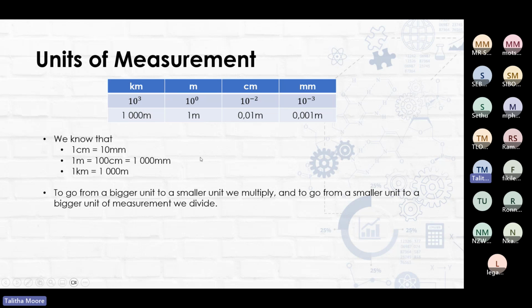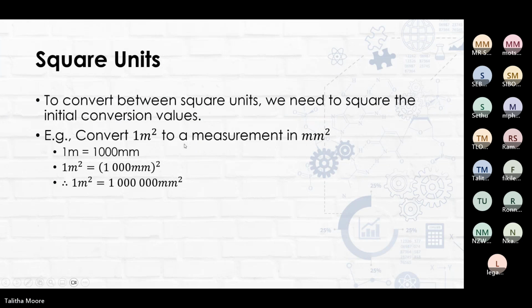So to go from a bigger unit to a smaller unit, we multiply, and to go from a smaller unit to a bigger unit, we divide. So if we wanted to convert between square units, we need to also square the initial conversion values. So if we wanted to convert 1 meter squared to measurement in millimeters squared, we know that 1 meter is 1,000 millimeters. And because our units are squared, we're going to square both sides. So 1 meter squared is actually 1 million millimeters squared.